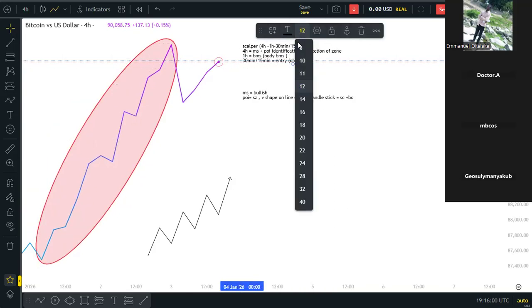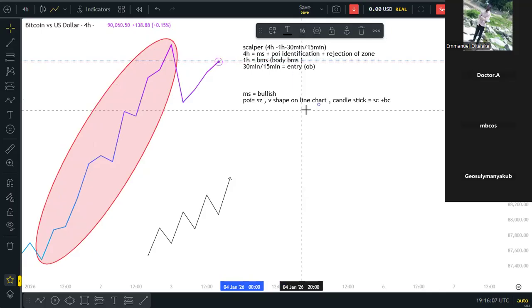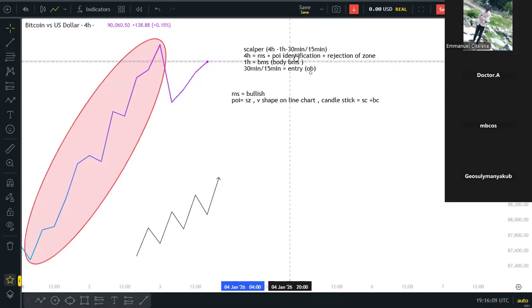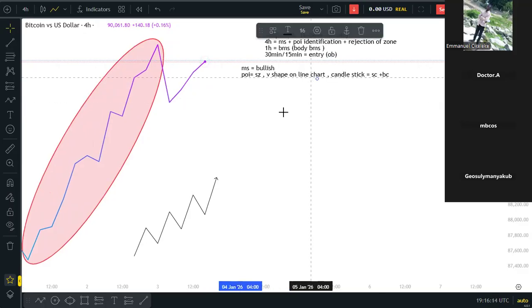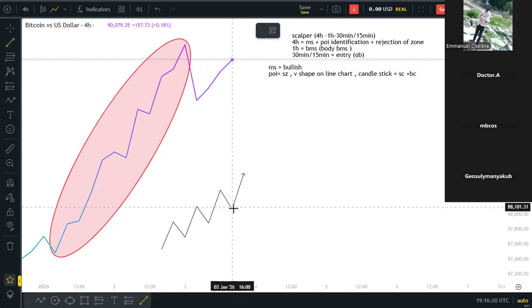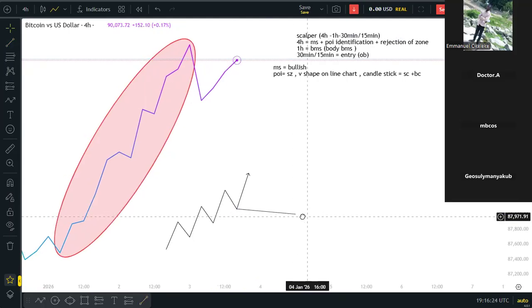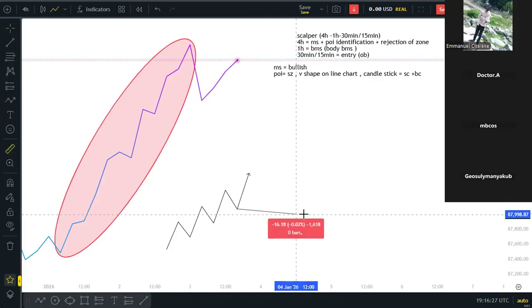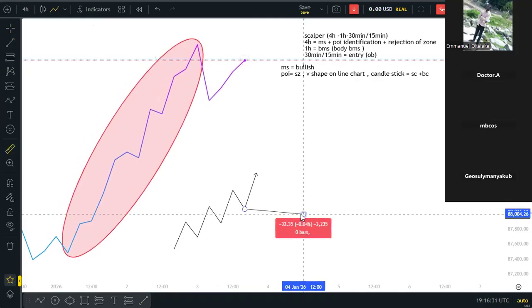Let me increase this to 16. Like we can see on BTC currently from the 4-hour, this is our point of interest. If we are to identify the support zone, what we mean by a V shape is something like this. This is a support zone over here.